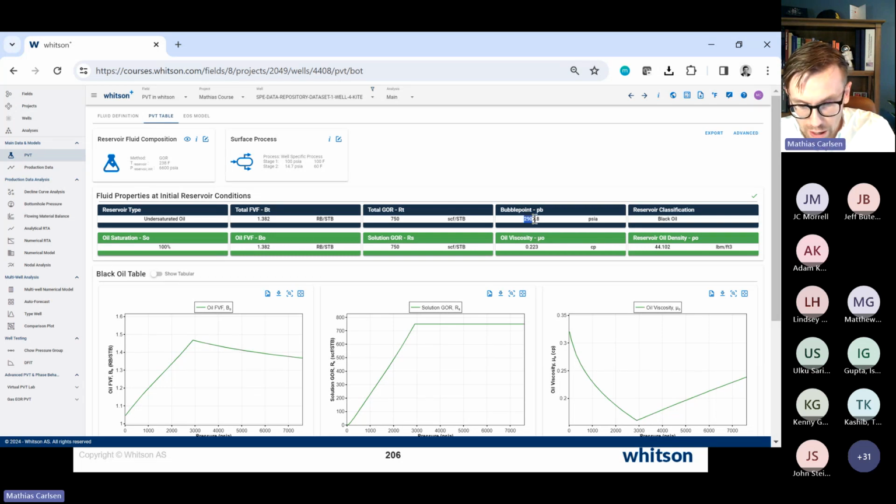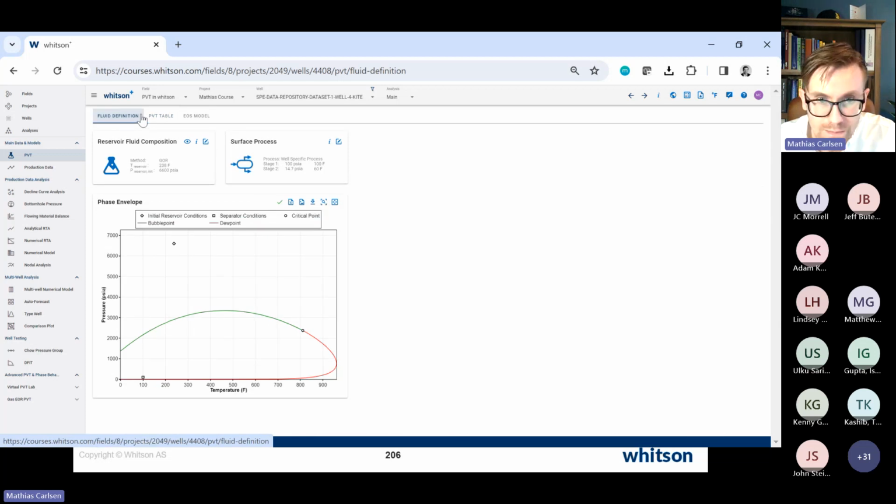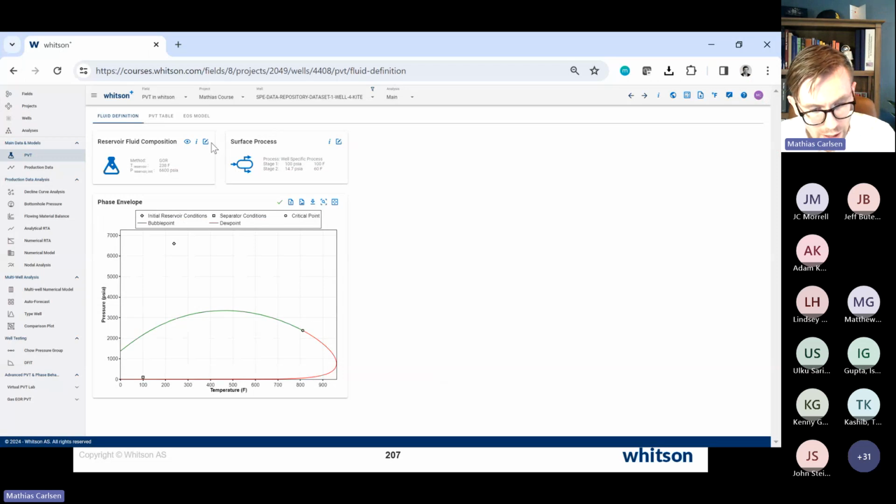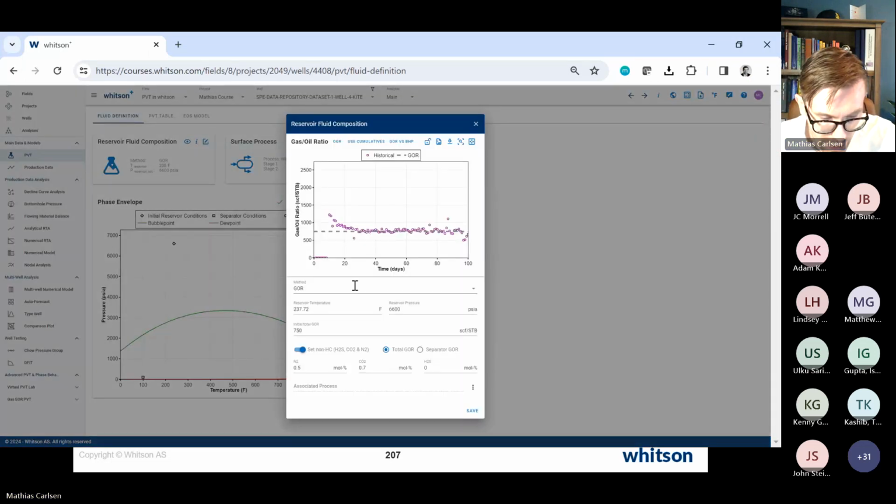The saturation pressure now is 2,900. But I talked to someone that did work on this well, and they're absolutely convinced that the GOR is 750, but the bubble point is 3,000. So what we're going to do now is go back to the fluid definition and change the method to this method right here, where we input a GOR and a saturation pressure by force. The saturation pressure should be 3,000, and then we leave the initial GOR and I click save.